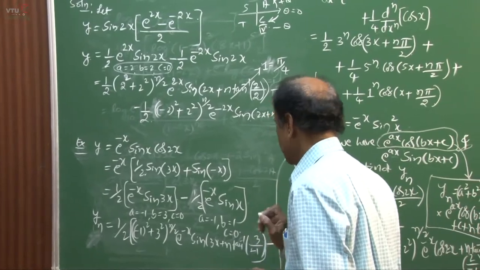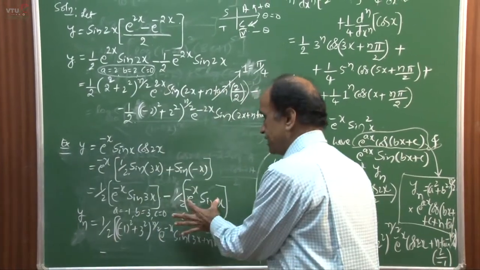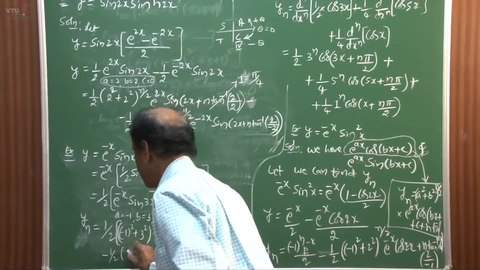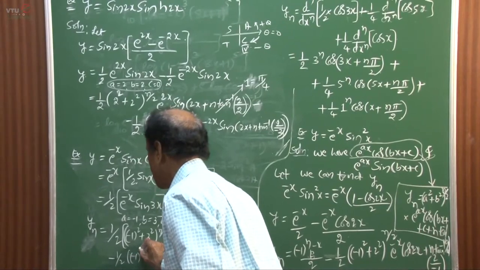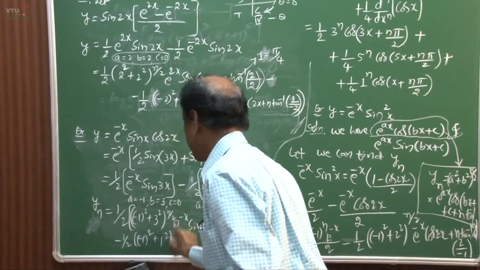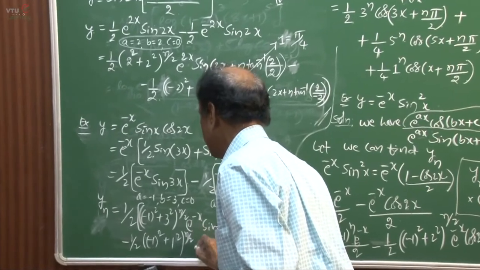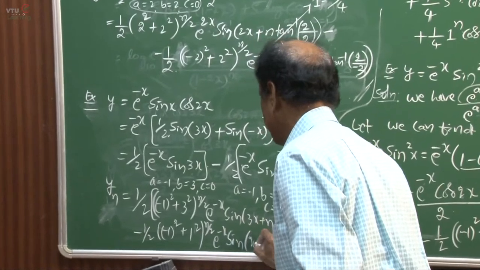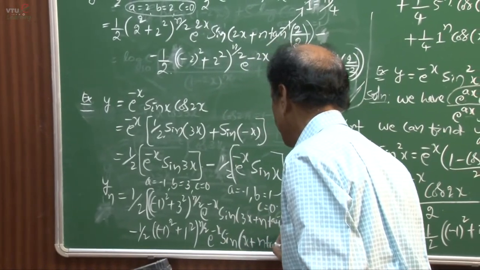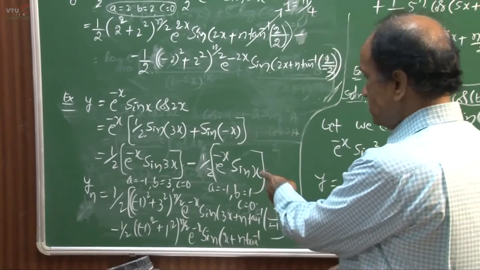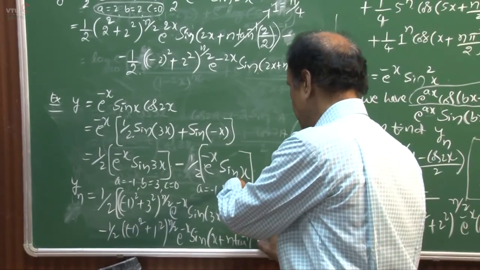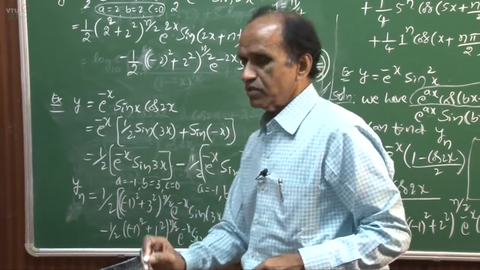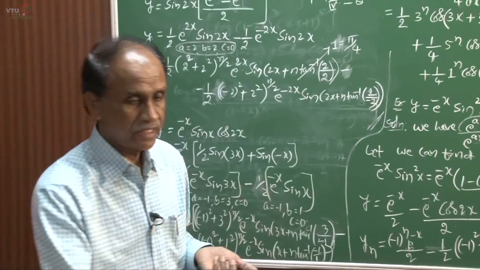This is one term, minus of, here the second product, you have to write the nth derivative. So what is that? That is also minus 1 whole square plus 1 whole square, whole to the power n by 2, into e to the power minus x into sin of x plus n times tan inverse of 1 divided by minus 1, that is tan inverse of minus 1.